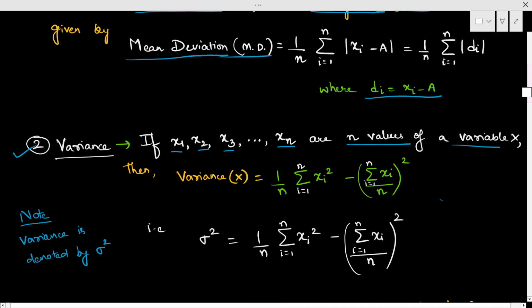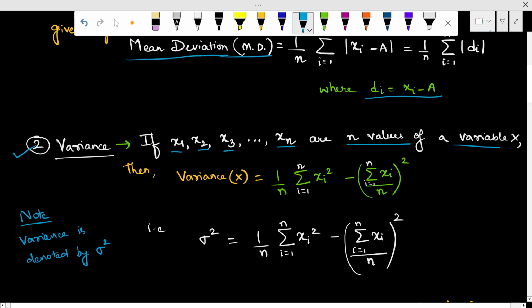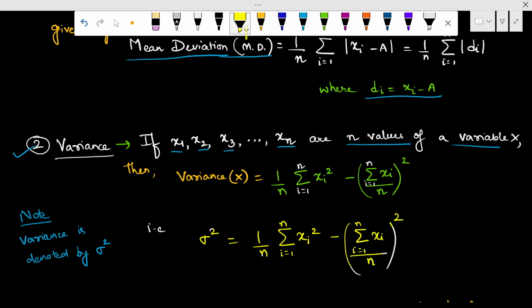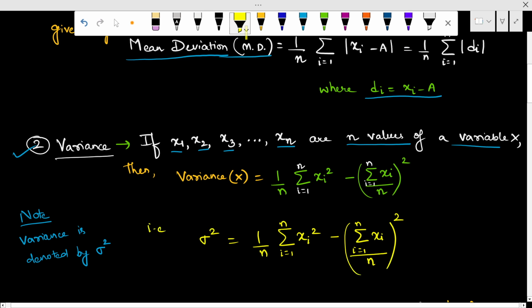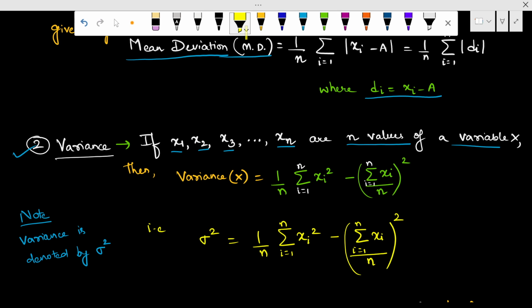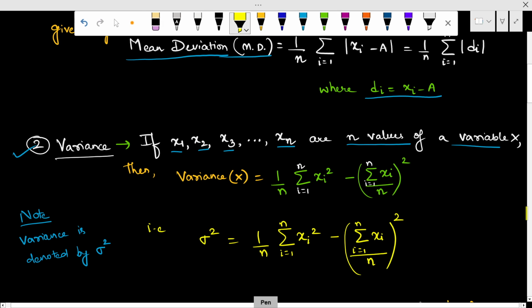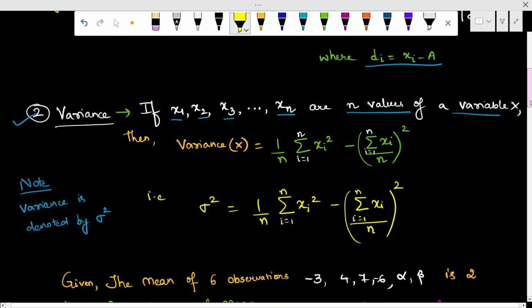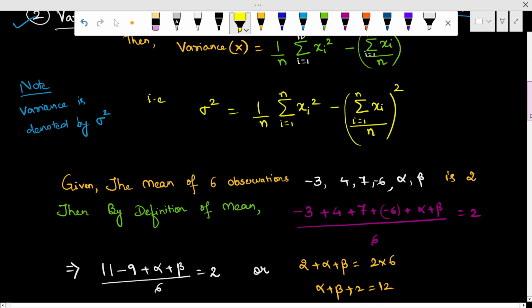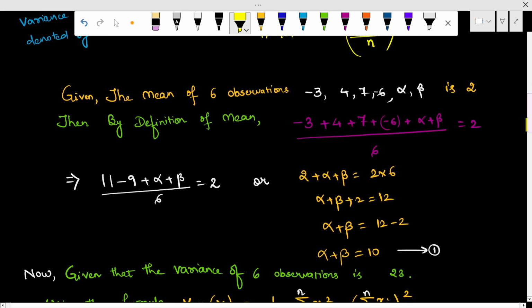So we have our variance as sigma square equals 1 by n sigma xi square minus (sigma xi by n) whole square, right? Now variance is denoted by sigma square and the standard deviation is denoted by sigma only, right? Next, now we can move on to this question. We can solve this question now.